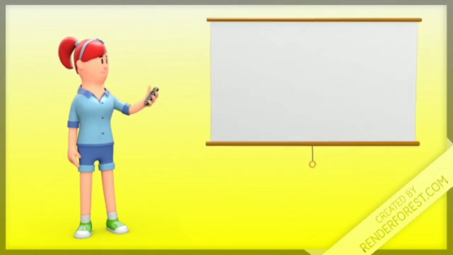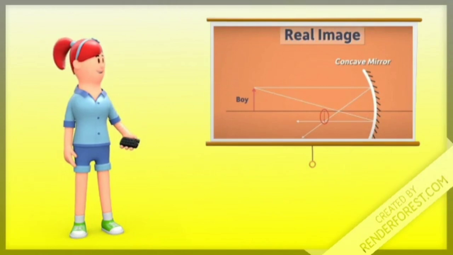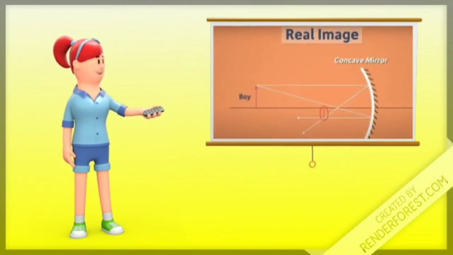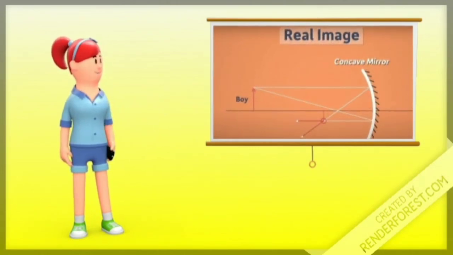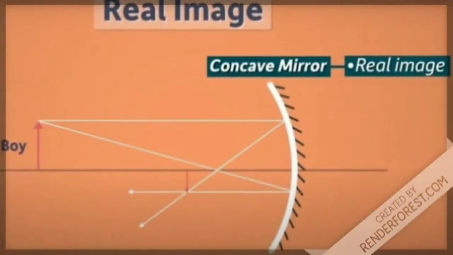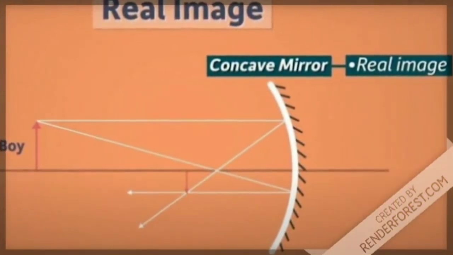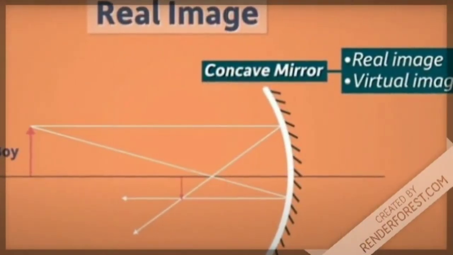And in the case of a real image, the light rays are actually diverging from the point present on the same side of the mirror. In reality, the light rays are indeed reaching this point. Hence, we will call it a real image. I mentioned earlier that concave mirrors form real images. In fact, they form both real and virtual images. And what does this depend on? It depends on the distance of the object from the mirror. We will learn more about this in our future videos.